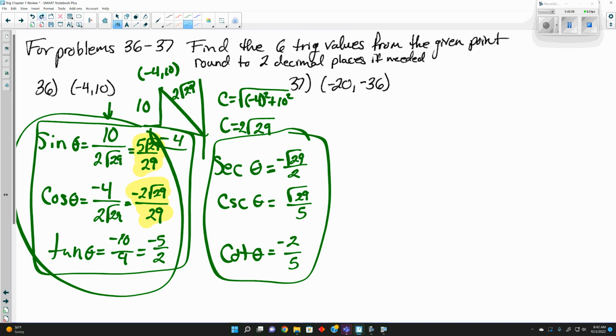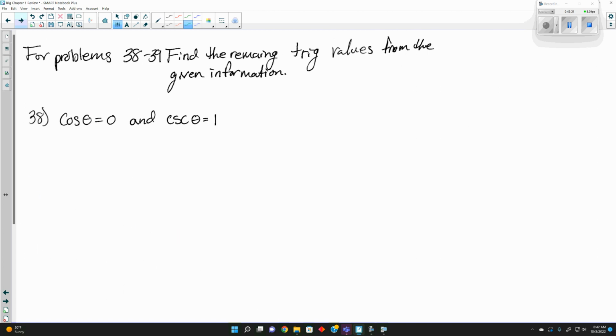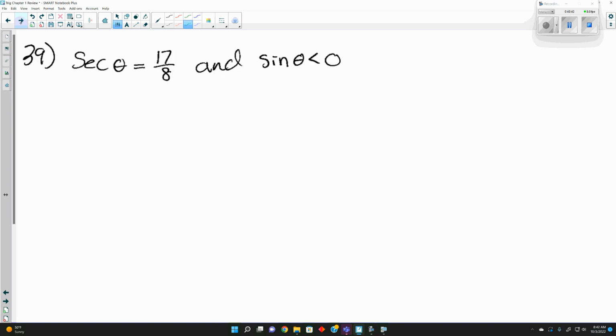Any questions on any of these? We good with 36 and 37? Let's look at 38 and 39. Is 38 or 39 one of those in particular that y'all want to look at? So we could look at 39.